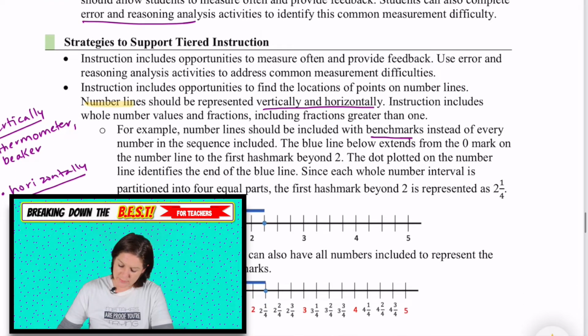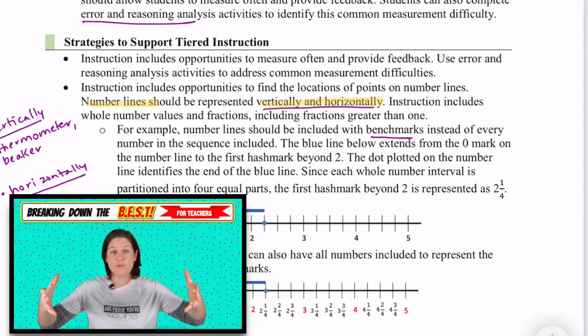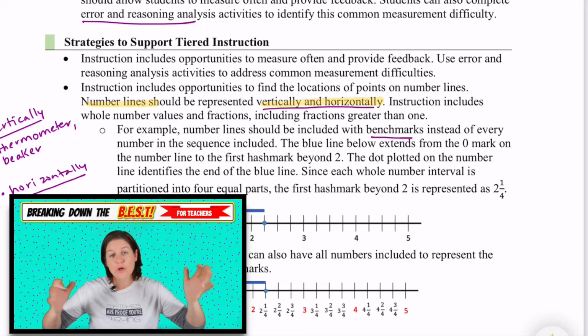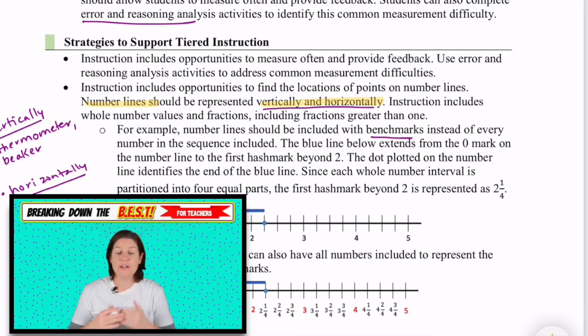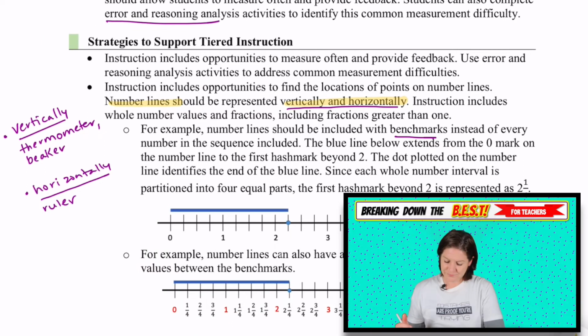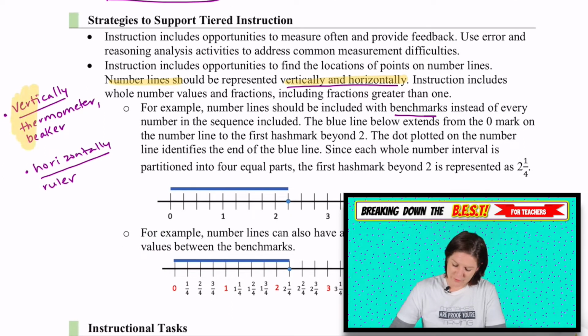Right here it says that number lines should be represented vertically and horizontally. So vertically, like measuring on a ruler, or horizontally, like measuring with a measuring cup, or beakers, or thermometers. Those can be more on a vertical number line. Sorry. Oh, I wrote it right here. Vertically, like thermometers and beakers, and horizontally, like a ruler.